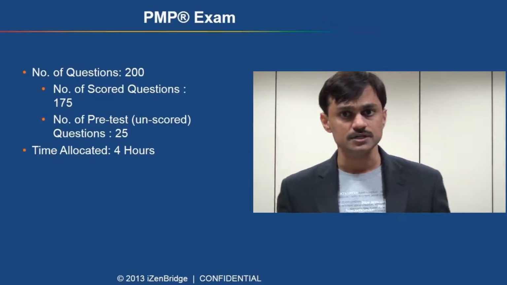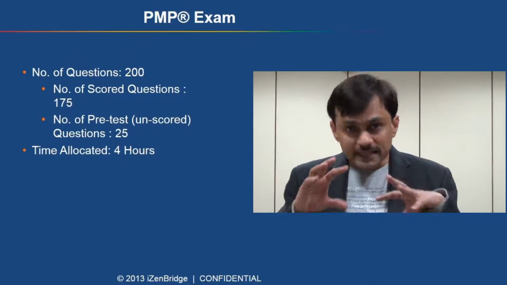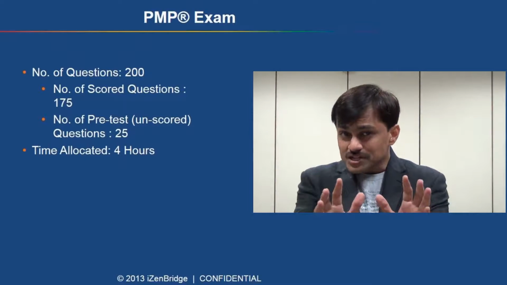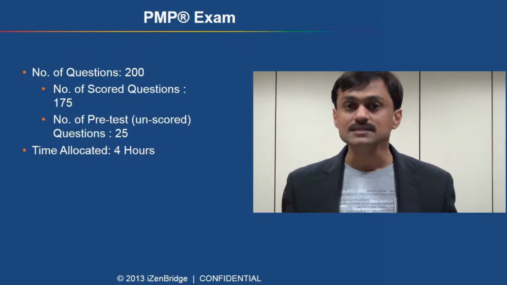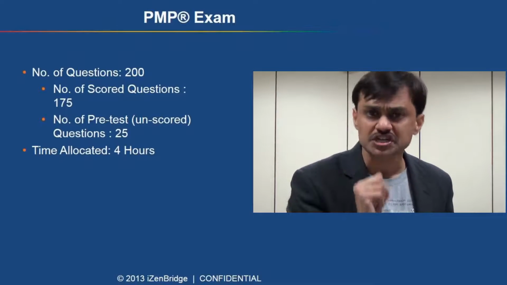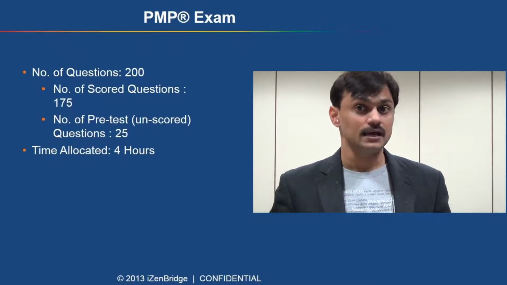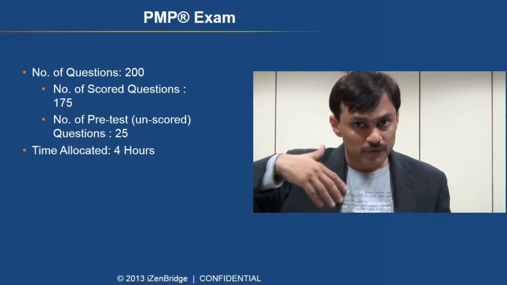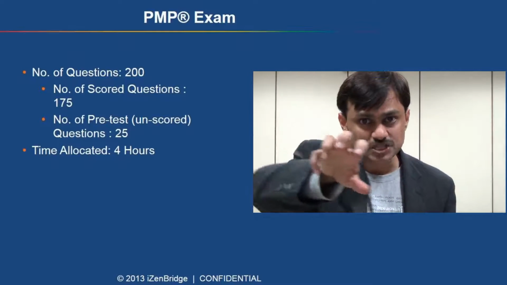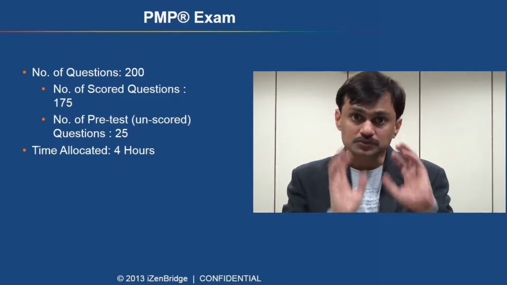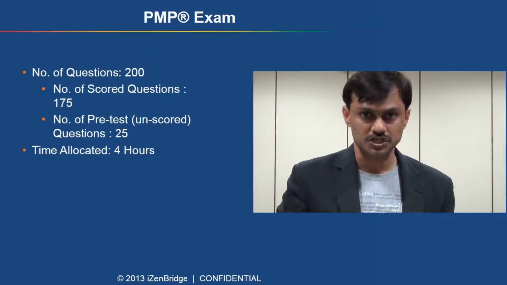Out of these 200 questions, 25 questions are pre-test questions, which will not get scored. But this information is of no use for you, because for you, they are just like any other question, because you cannot differentiate them. The only information which you can interpret out of this fact is that usually before a question becomes a scored question, it goes through a pre-test algorithm, and after observing a set of behavior, PMI makes it a scoreable question.